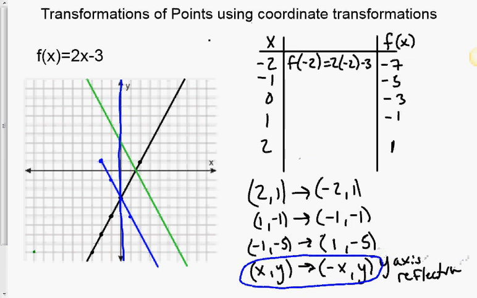Okay, in our next video, we'll take a look at stretching some of those points in both the x direction and in the y direction.